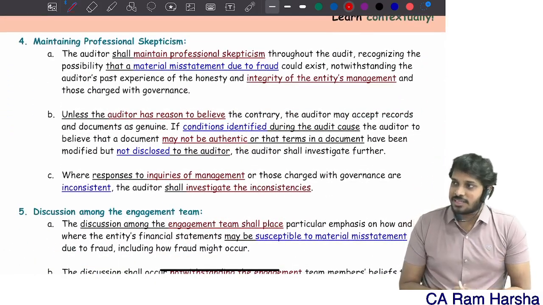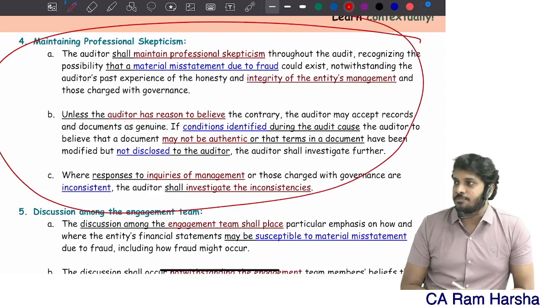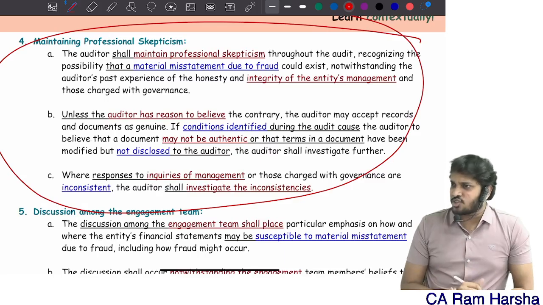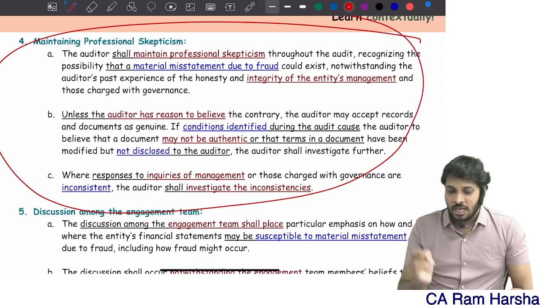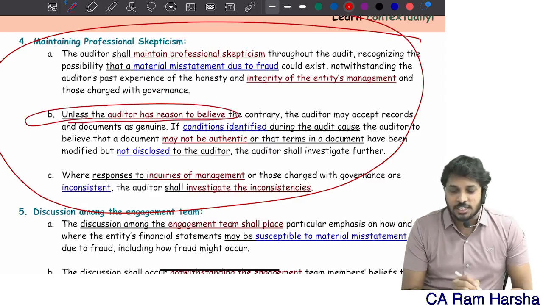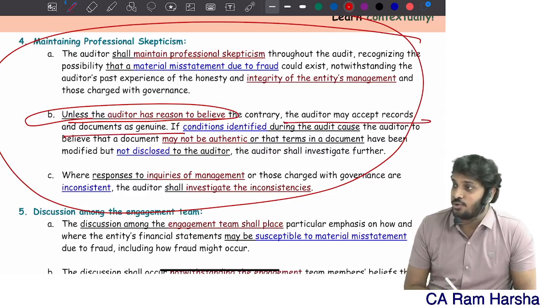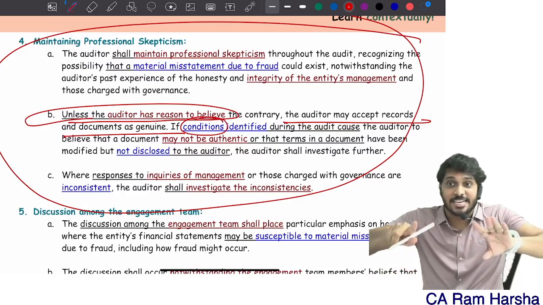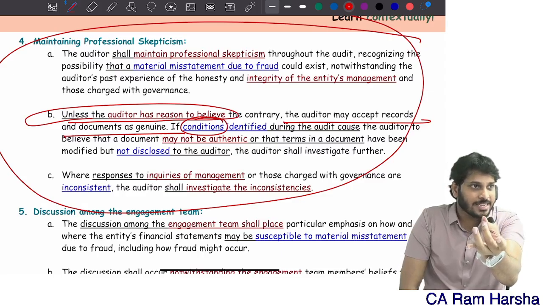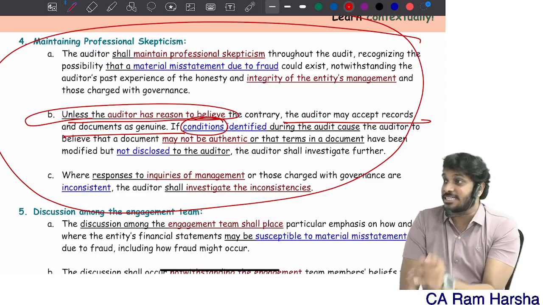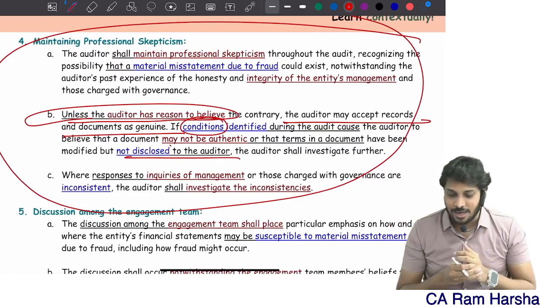So ultimately, what the standard says is you have to maintain professional skepticism. By the way, skepticism means what? Seeing the director as a fraud? No. Unless the auditor has reason to believe otherwise, the auditor may accept records and documents as genuine. But if conditions, as I told before, fraud risk factors, incentives, opportunities, and attitude, if you identify those conditions, then only you need to be alert.